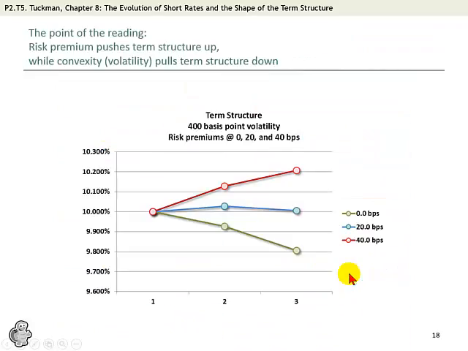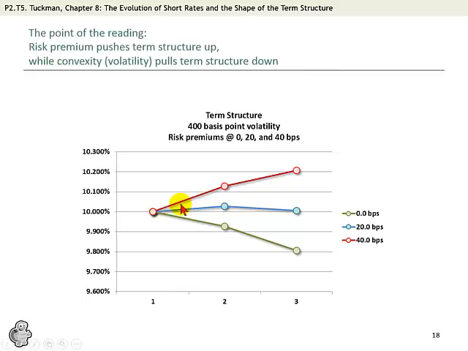Okay, so those are the 3 stages, and then Tuckman's got a plot in here, which is also in the worksheet. So it's based on real numbers where I've replicated Tuckman's examples. And the chart in there really does summarize the entire reading, which is to say that we start with a 10% 1-year spot rate, and we've got different term structures with the idea that the shape of these term structures is informed by 2 forces, right? Let me look at the headline here.